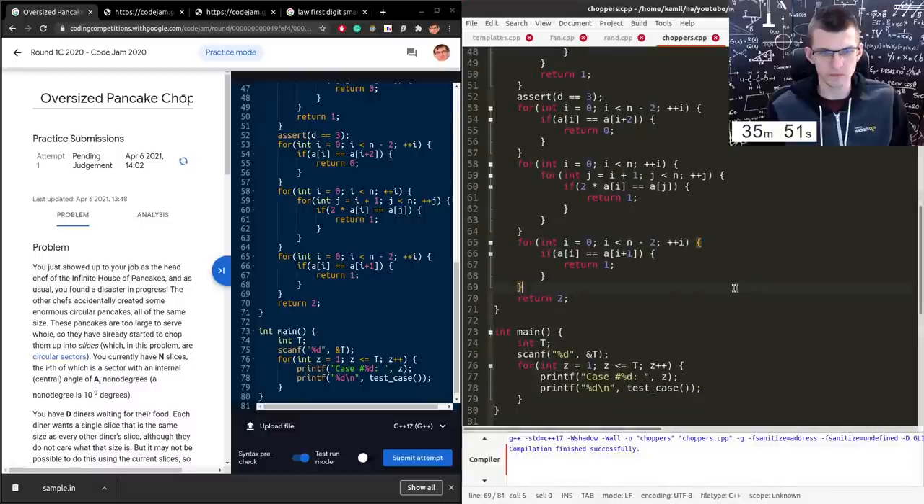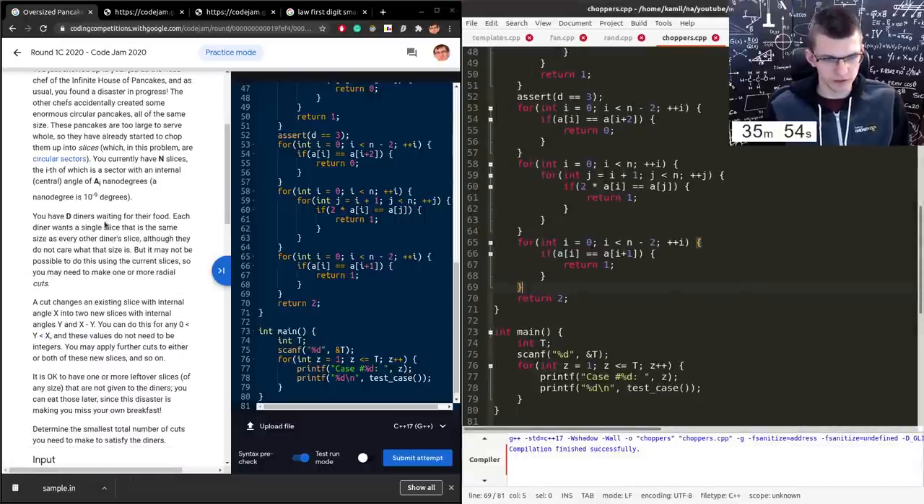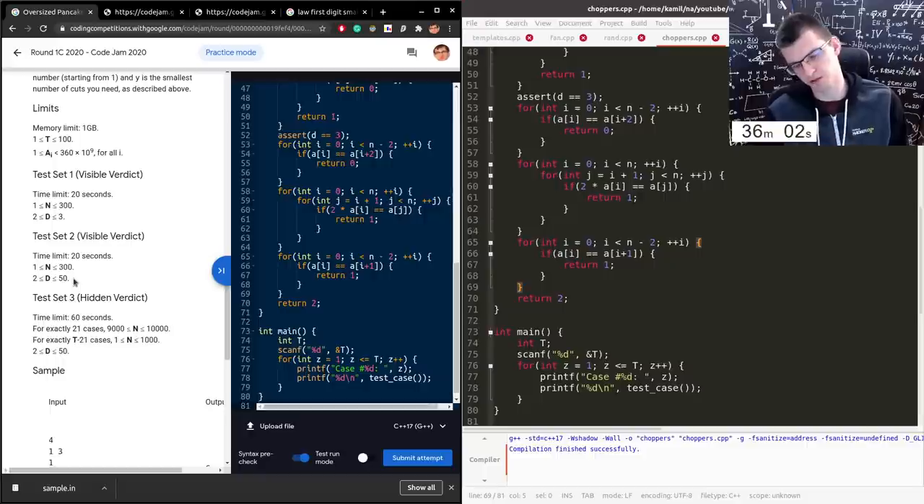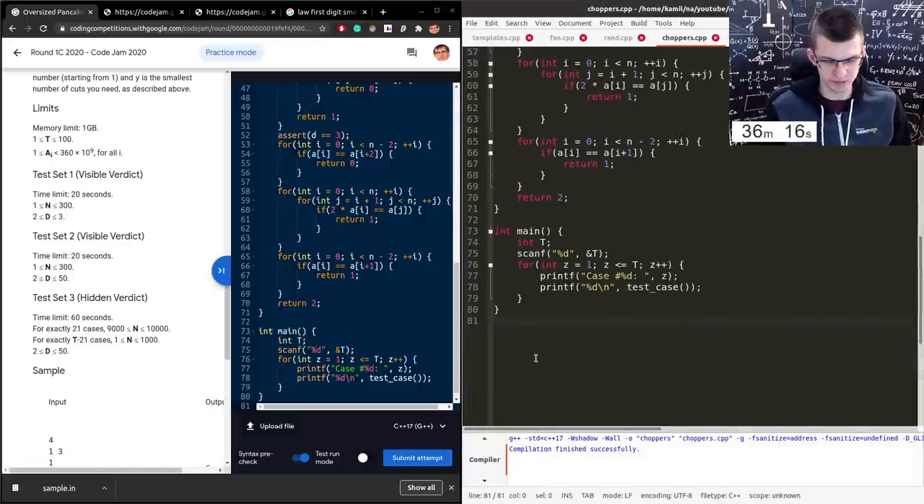Almost 36 minutes. Instead of waiting for the verdict, I need to start thinking about bigger D. If I use a bunch of slices, they should be similar in some way. Like if one of them I split into 3 parts, the other into 7 parts, it must mean that they preserve some kind of ratio. I still think that it's about common divisor. If A divided by 3 is equal to B divided by 7, then I think that A must be divisible by 3 and B must be divisible by 7.